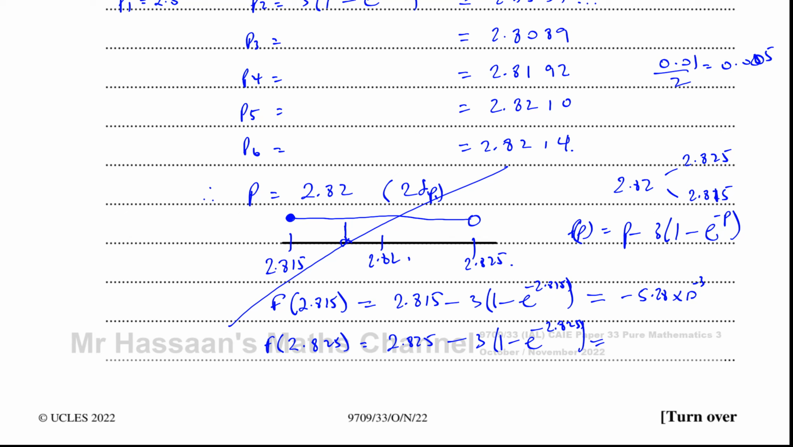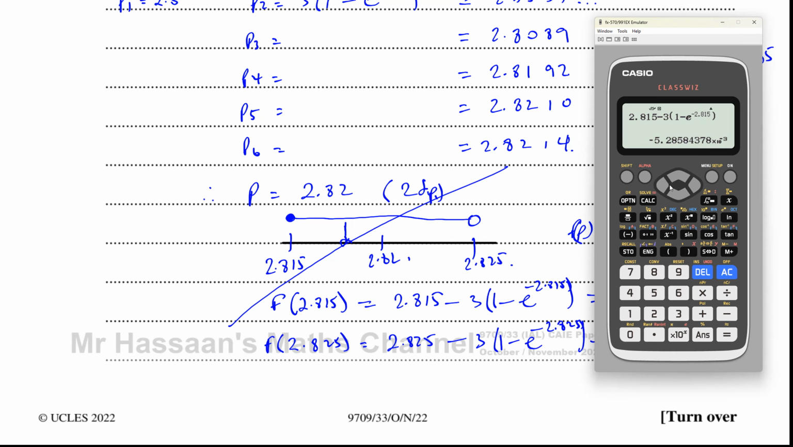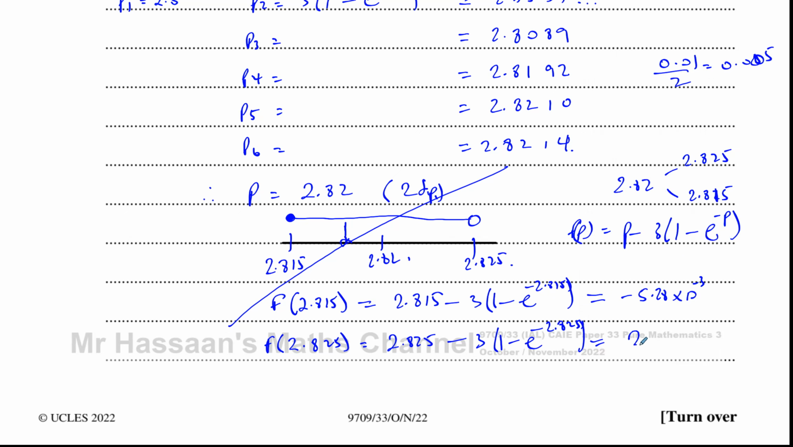All right, and then we're going to take this and change this to 2.825 instead of 2.815. So 2.825 here and here. When I press equals, it should be positive. It is, that's good. So positive 2.93 times 10 to the power of negative 3. So we can see that between these two values there is a change in sign.